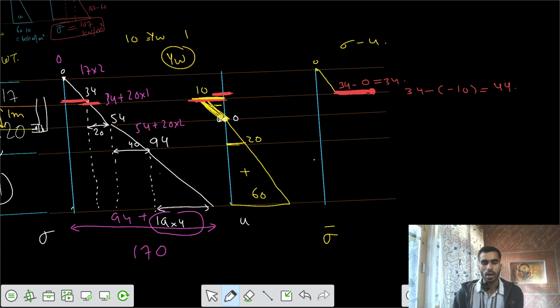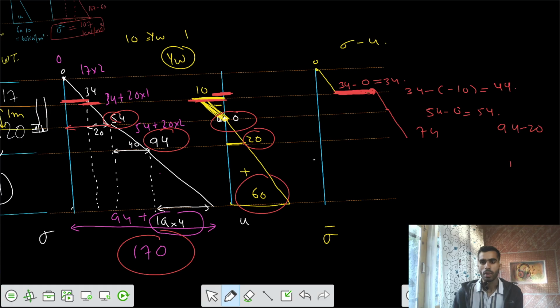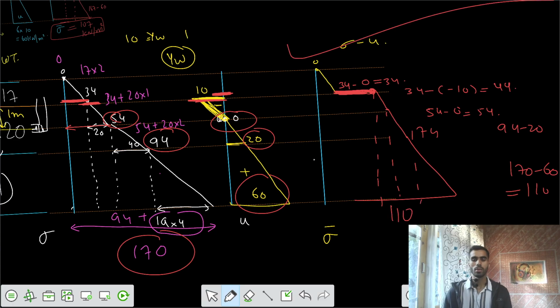After that, all the stuff is easy. I would say here we have a final value of 54 minus 0, so that's 54. After that we have 94 minus 20, that is 74. After that, I would write 170 minus 60, that's 110. So the final diagram is your effective stress diagram. This is all of that problem.